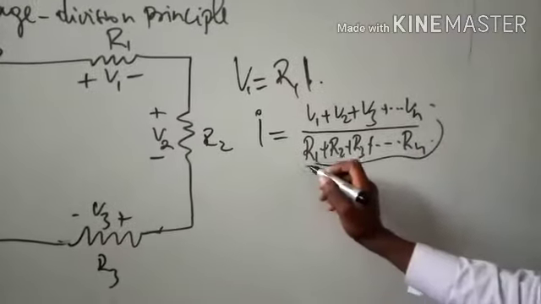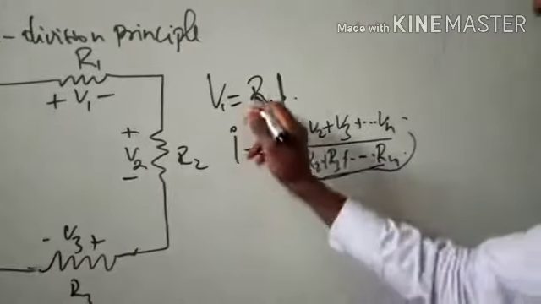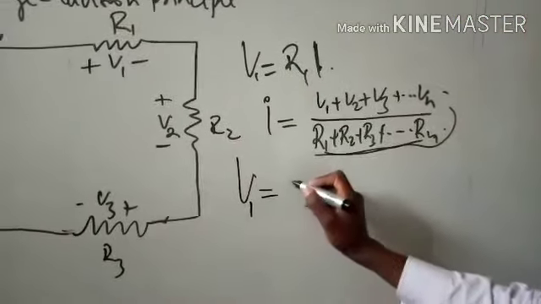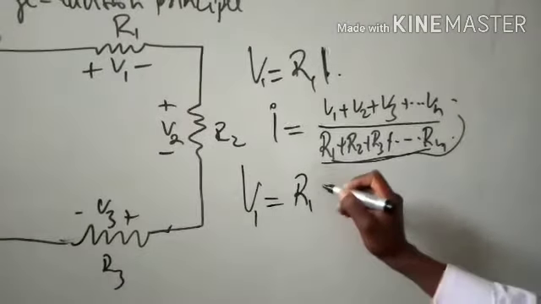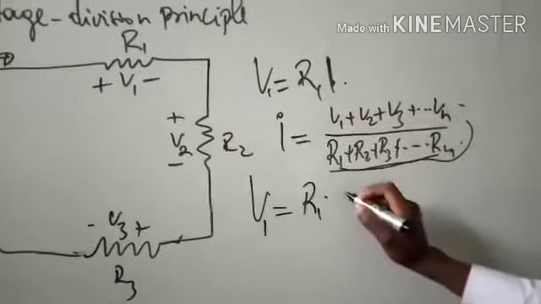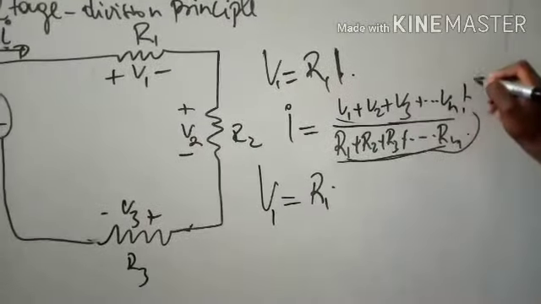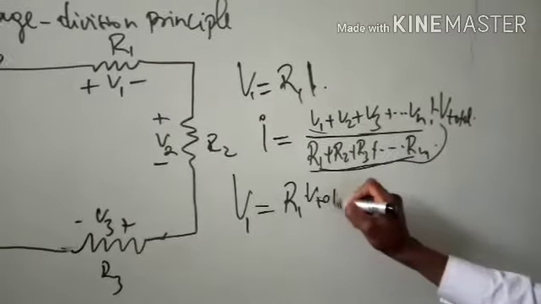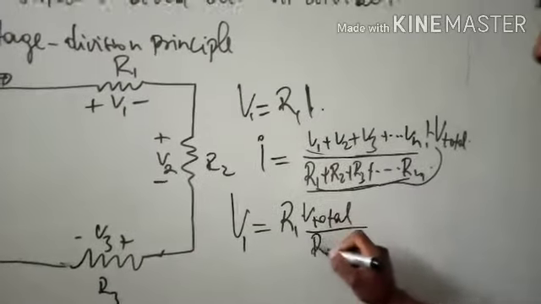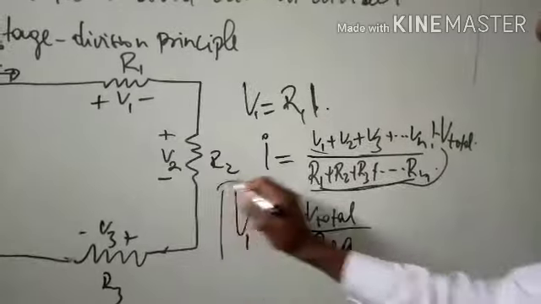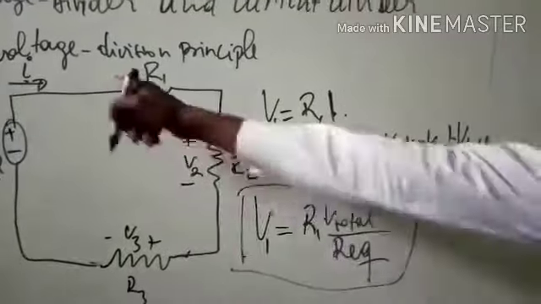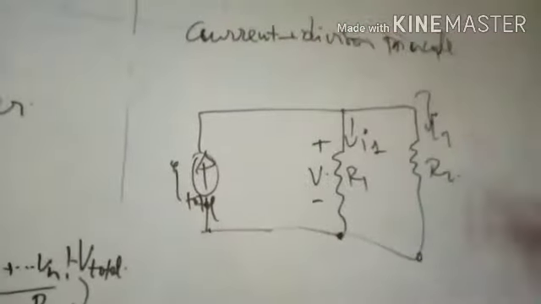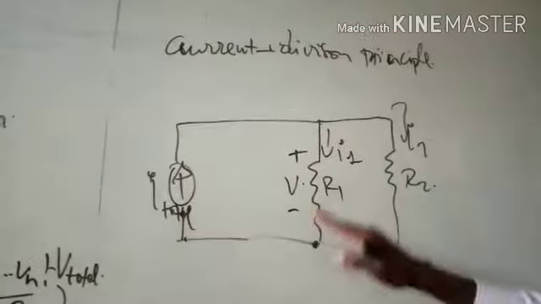And then we can say that this is R equivalent. Then we put that in the equation, and we get that the voltage divider is equal to resistance times this voltage. We can say it is V total, voltage total, over R equivalent. You can use this for the voltage division principle. This equation is for the current division principle, and we can apply it to parallel resistances.